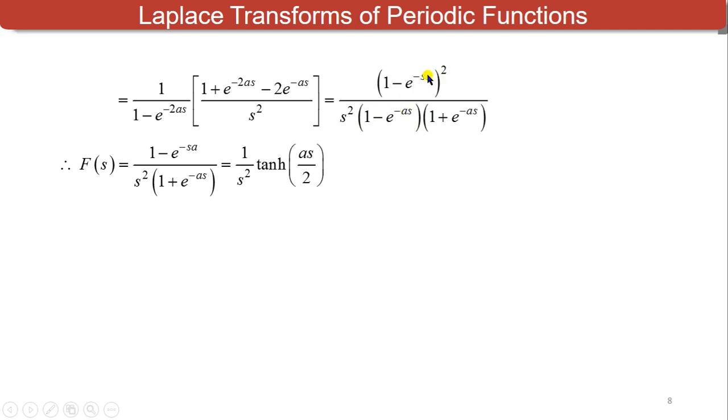So a minus b whole square, here a minus b, gets cancelled. We have one term, 1 minus e power minus as by s square into 1 plus e power minus as. We know that 1 minus e power minus theta divided by 1 plus e power minus theta is tanh theta by 2. Instead of theta, we have as. So we can write 1 by s square into tanh as by 2. The problem comes to an end now, and this is the Laplace transform of the given function. Now we can go for one more problem.